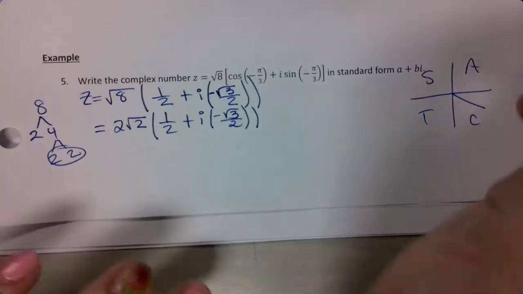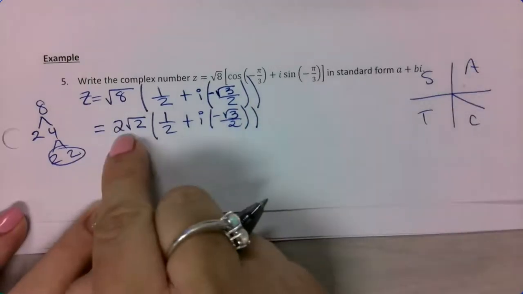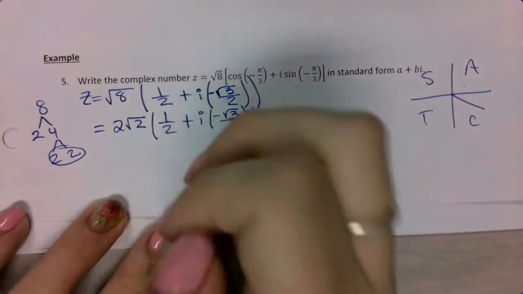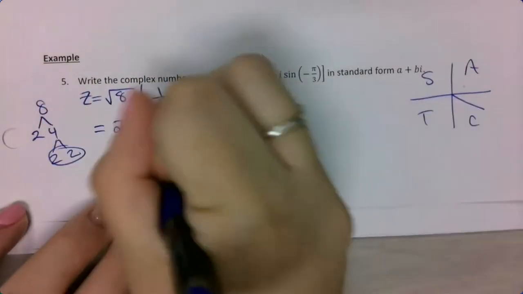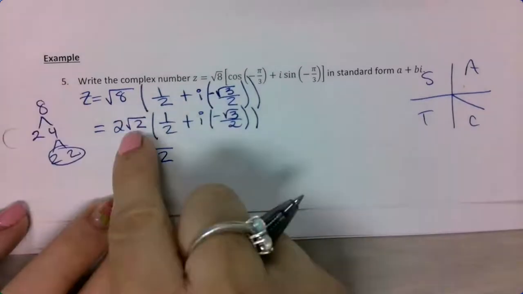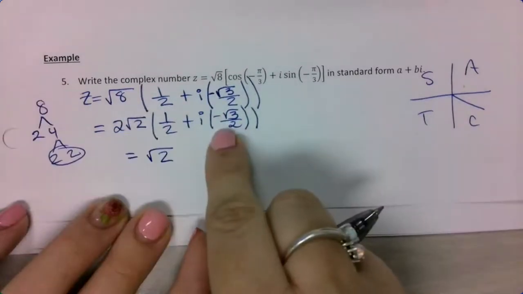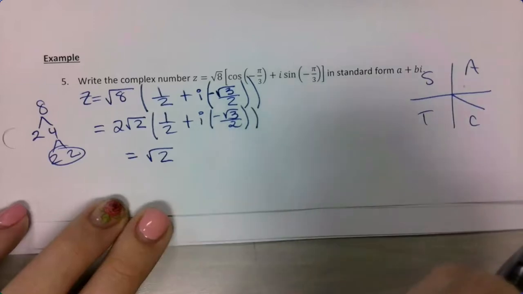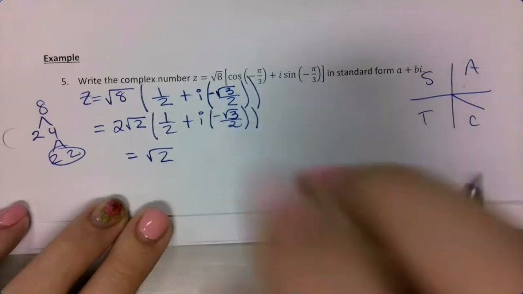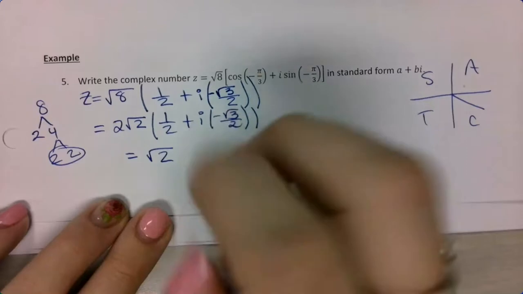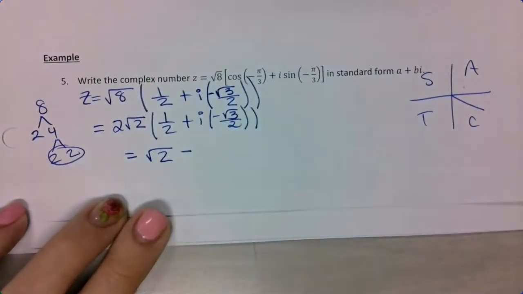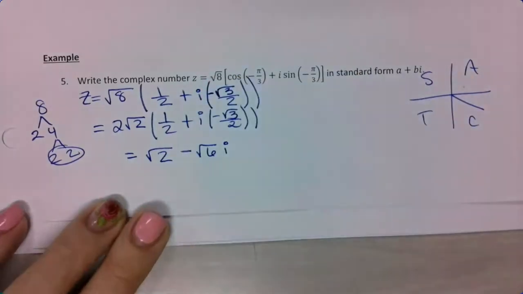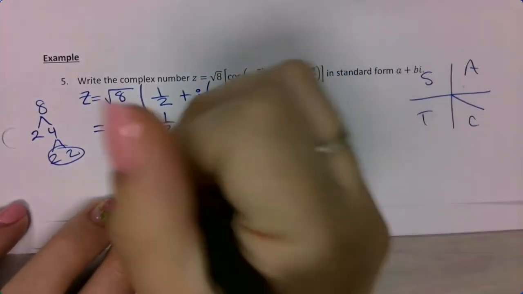Okay, then I want to go ahead and distribute. So 2 square root of 2 times 1/2 is just radical 2. 2 square root of 2 times negative square root of 3 over 2 i. So first things first, I know it's going to be negative radical 6, and then an i. And this is my answer.